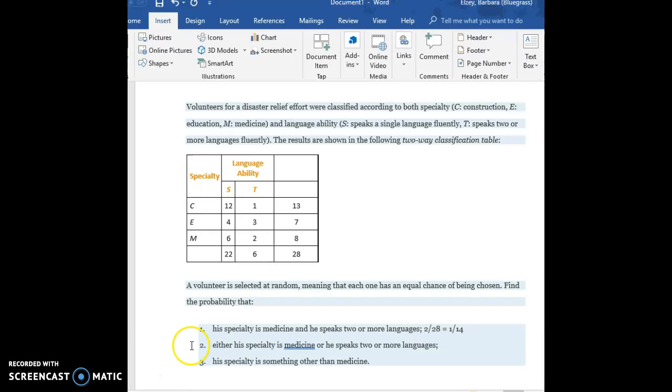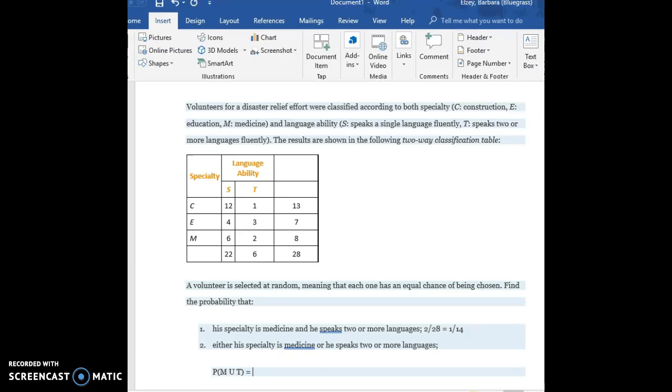All right, now this one we're going to consider both possibilities. Either their specialty is medicine or they speak two or more languages. Okay, now notice that or. So let's use our union formula. And oops, let me make some room here. We want the probability that they do medicine or speak two or more languages.